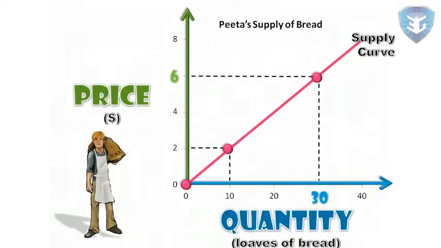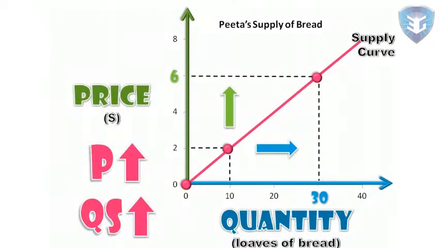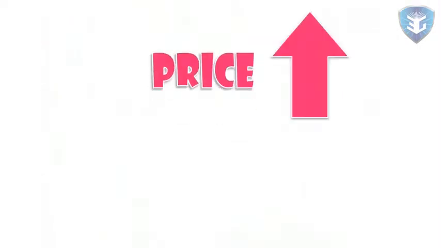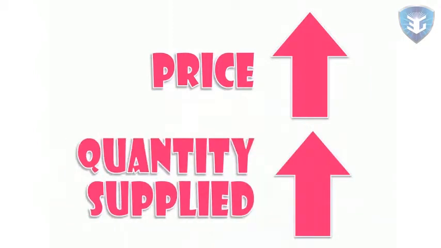We see that an increase in price from $2 to $6 created an increase in the quantity of bread Peeta could supply from 10 loaves to 30 loaves. This follows the law of supply. The rising price created an increase in quantity supplied. This change in quantity supplied is shown by the movement from one point to the other. So remember, the law of supply is that an increase in price will create an increase in quantity supplied, ceteris paribus, and vice versa.